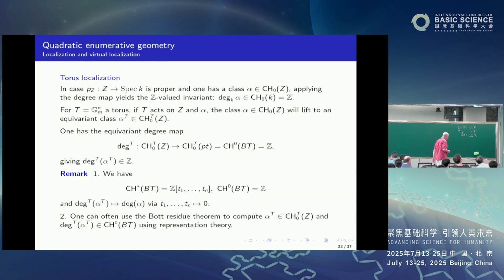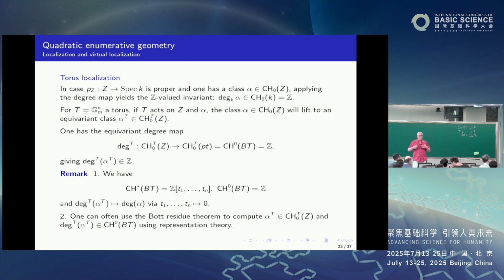So let me finish up with another method, torus localization. This is a very powerful method for computing enumerative invariants in the Chow group. The basic idea is you have some enumerative problem, you get a class in the dimension 0 Chow group of some projective variety Z, and the degree map gives you your invariant. How do you compute it?